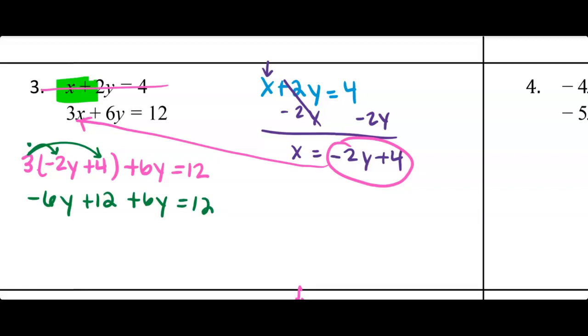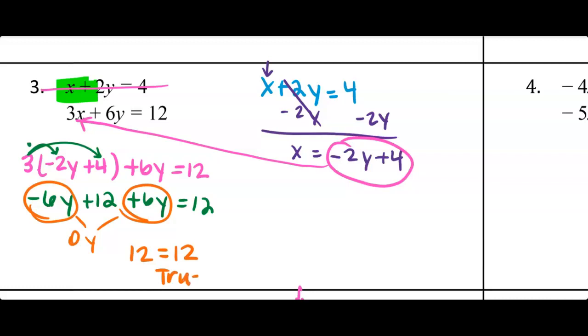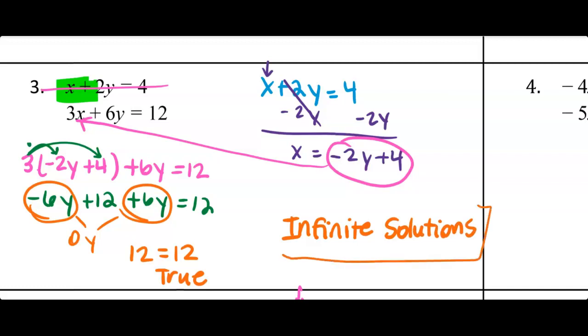Then I will combine my like terms. So negative 6y plus 6y gives me 0y. So I'm left with 12 equal to 12. Again, my variable canceled out. Since this is a true statement, then I know that I have infinite solutions. And that is a dependent system because it will be the same line.